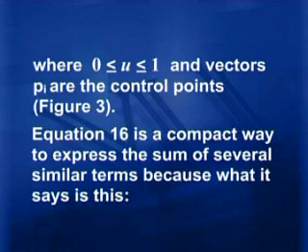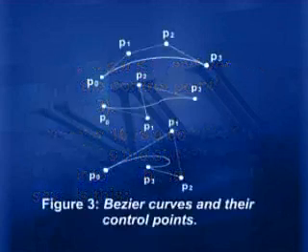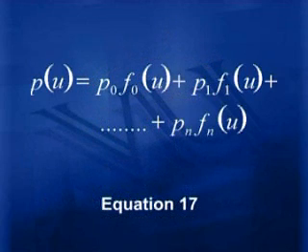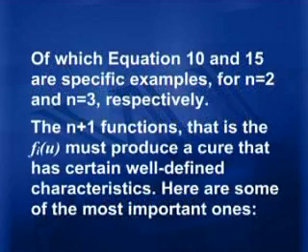Equation 16 is a compact way to express the sum of several similar terms, because what it says is something like this: P of u equals P naught F naught of u plus P1 F1 of u plus so on up to Pn Fn of u. Let's mark this as equation 17. Depending upon the number of control points, we are going to have these multiple segments of the expression evaluated, of which equations 10 and 15 are specific examples for n equal to 2 and n equal to 3 respectively, as we have already seen.